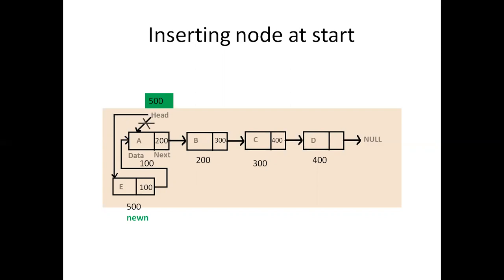After inserting the 500 node, the head node should be 500, the newly inserted node. Now our values are E, A, B, C, D. Our list order is E, A, B, C, D. That means the 500 address's next part is 100, 100 next is 200, and so on. This is the way we can insert a node at the starting position.